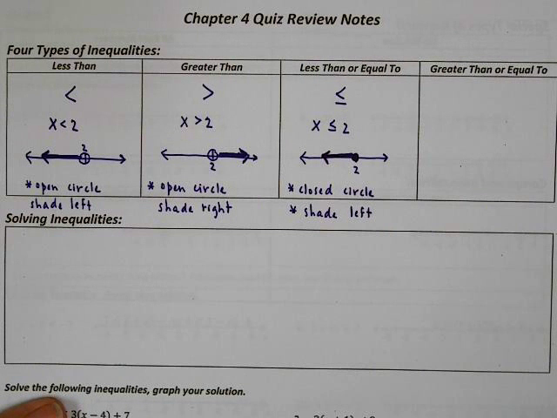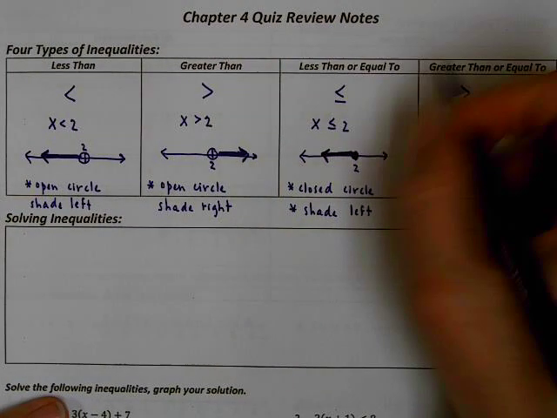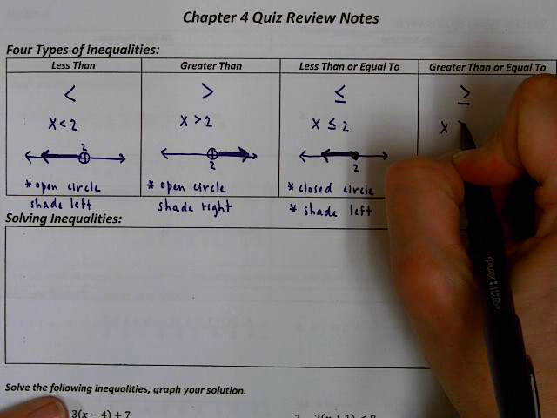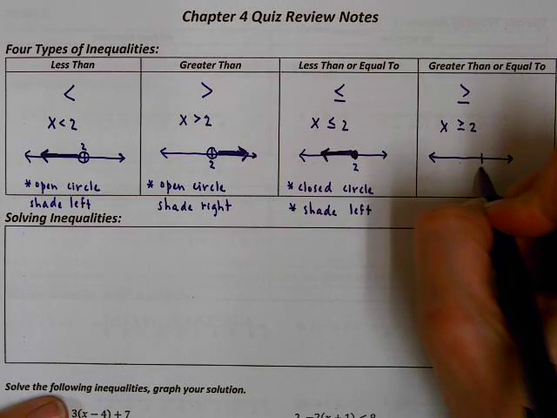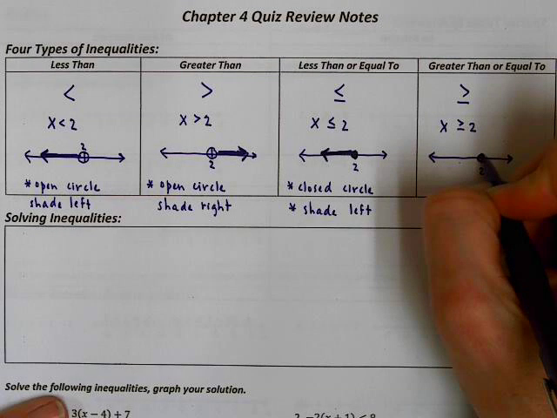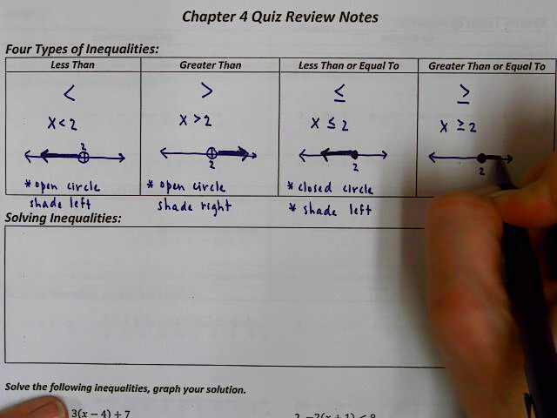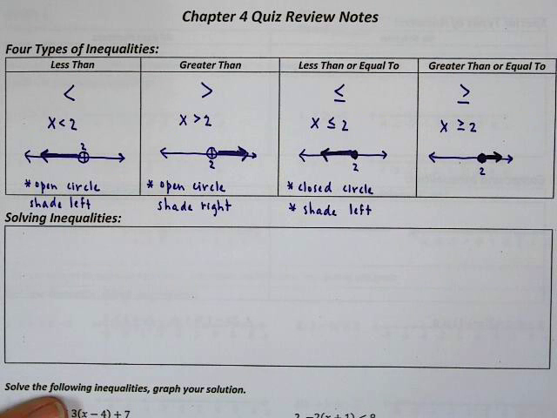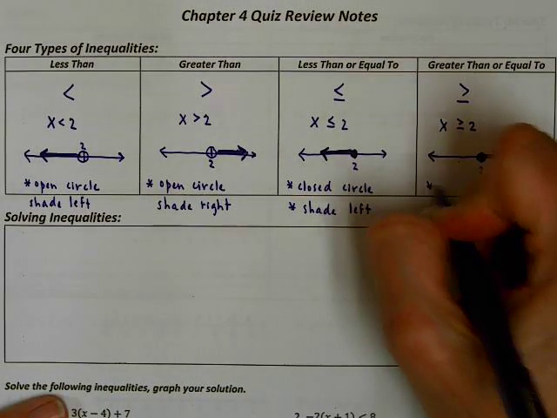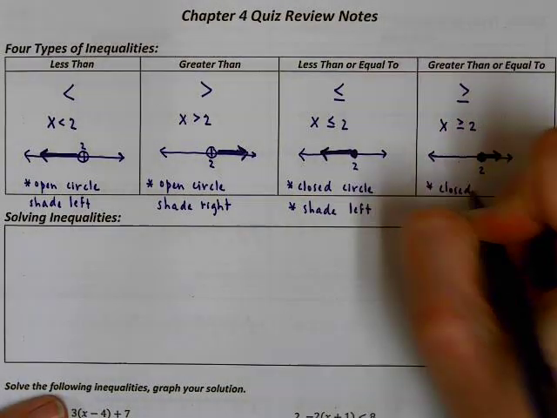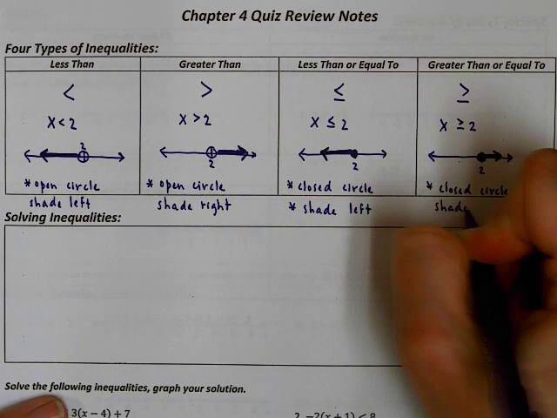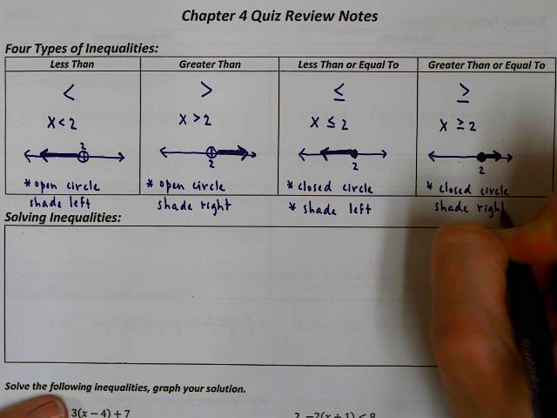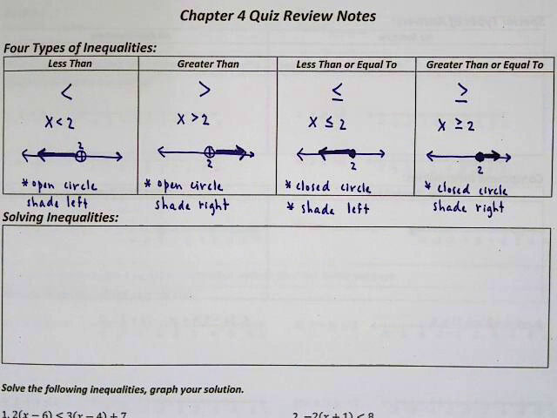And last but not least is our greater than or equal to. So x greater than or equal to 2. Now we're going to have a closed circle on 2, but we're going to shade this time to the right. So closed circle, and we'll shade right. So that's the first thing we learned, was just how to graph basic inequalities.